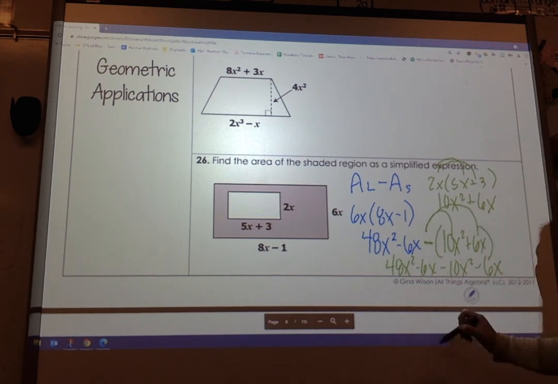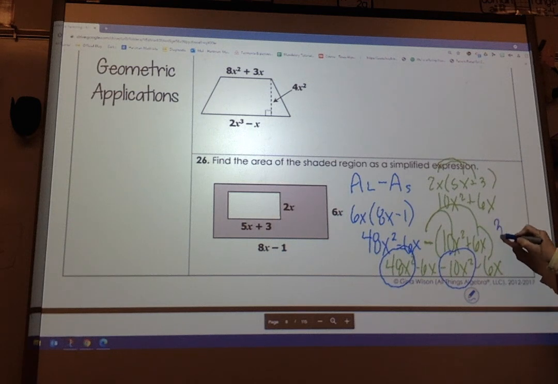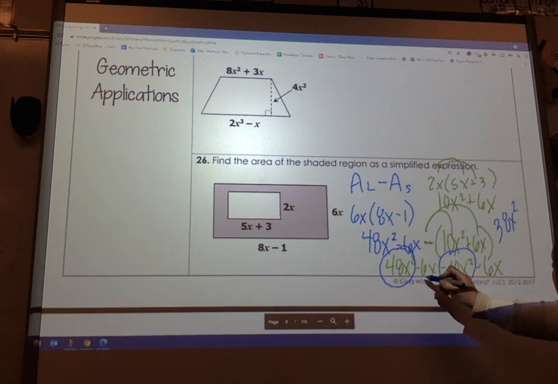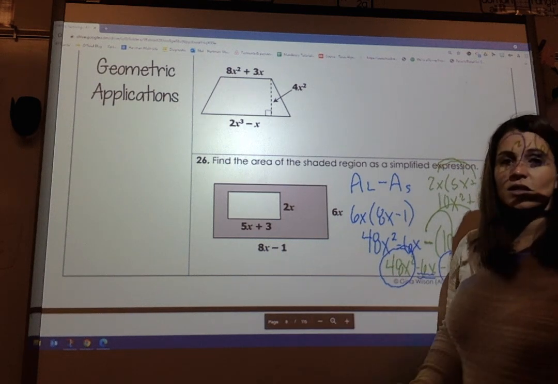So now when you combine like terms, you get 48x squared, negative 10x squared is 38x squared. And then you have negative 6x and a negative 6x, which is negative 12x. Okay? So this is just putting it all together.